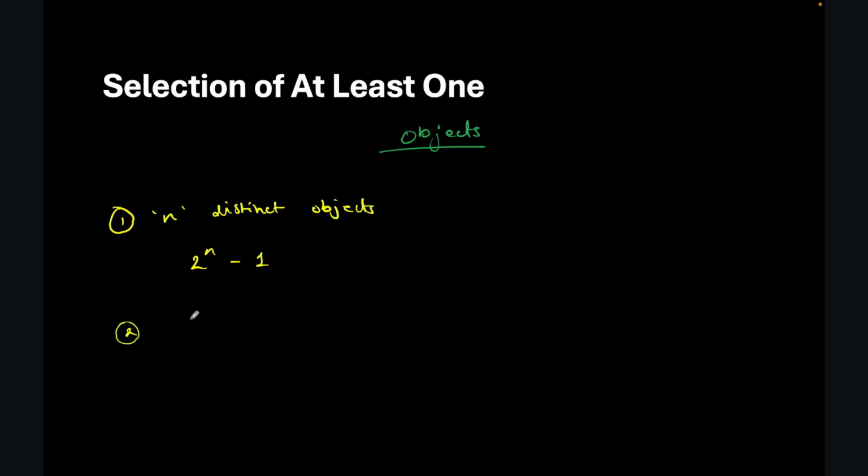If you have something of n plus p plus q, like I had the apples, bananas, and mangoes, then you do n plus 1 times p plus 1 times q plus 1, minus 1. That's the formula I used.